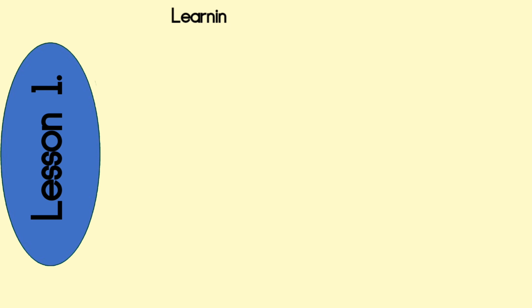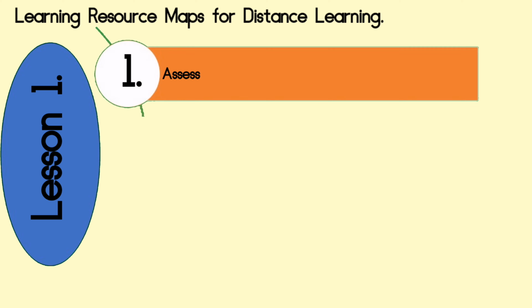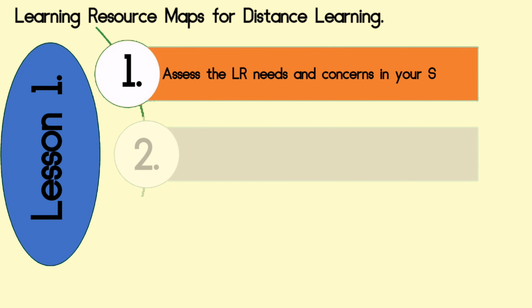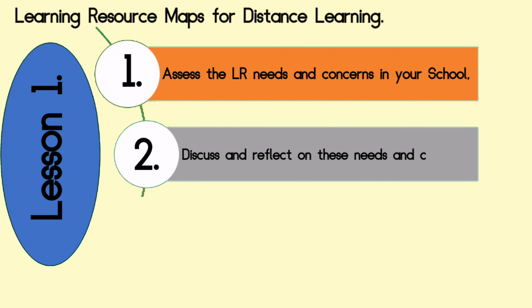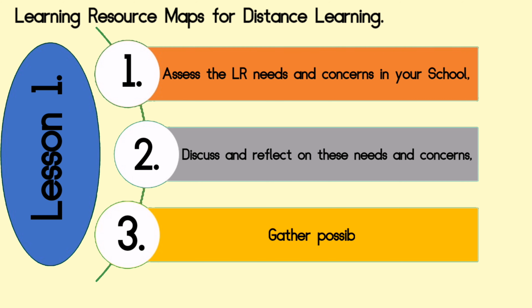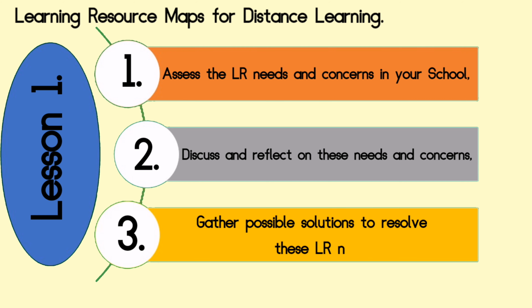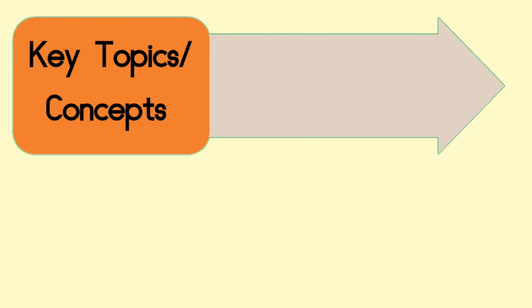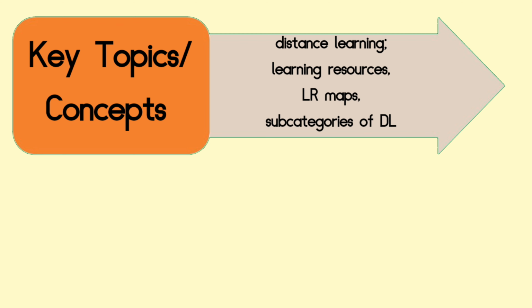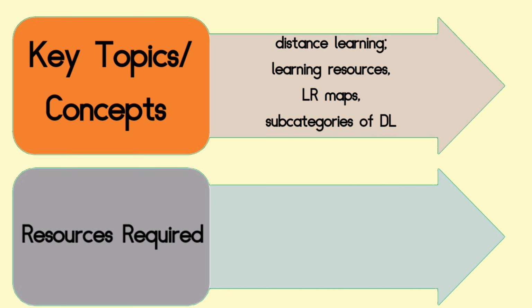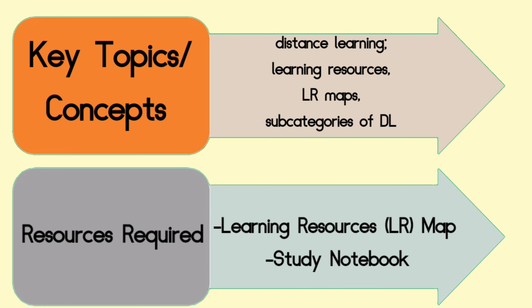For Lesson 1 objectives, number 1, assess the LR needs and concerns in your school. Number 2, discuss and reflect on these needs and concerns. Number 3, gather possible solutions to resolve these LR needs and concerns. The key topics or concepts are distance learning, learning resources, learning resource maps, subcategories of distance learning, and the resources required are learning resource map and your study notebook.